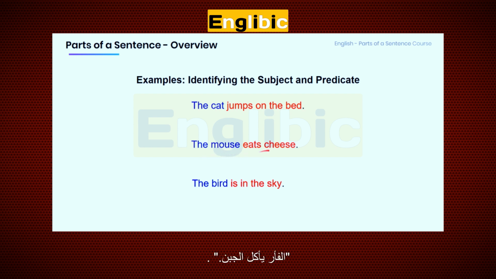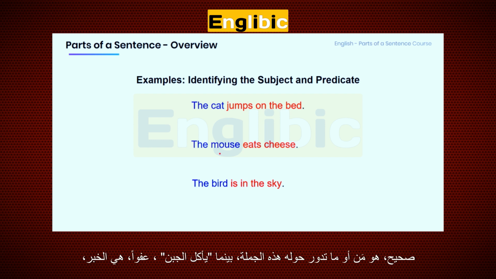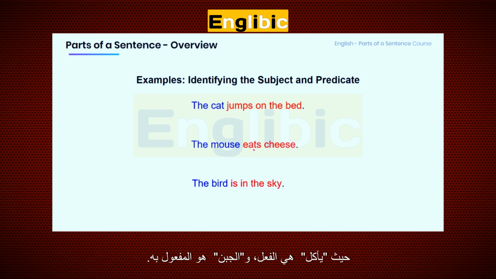The mouse eats cheese. Here the mouse is the subject, right? It's who or what the sentence is about, with eats cheese being the predicate, where eats is the verb, and cheese is the object.